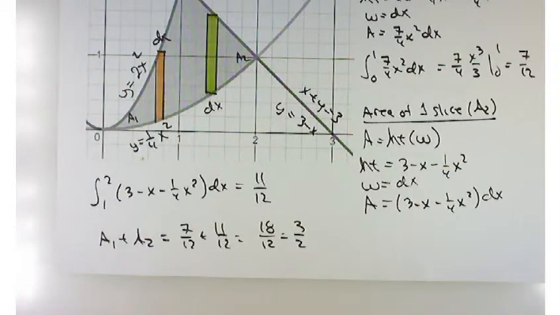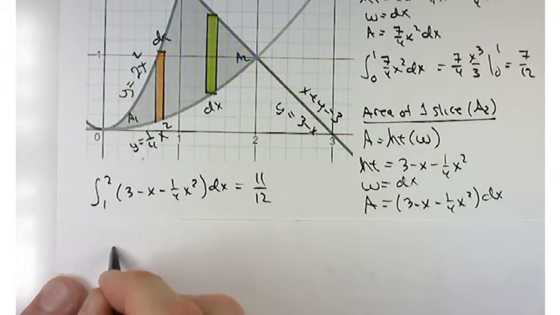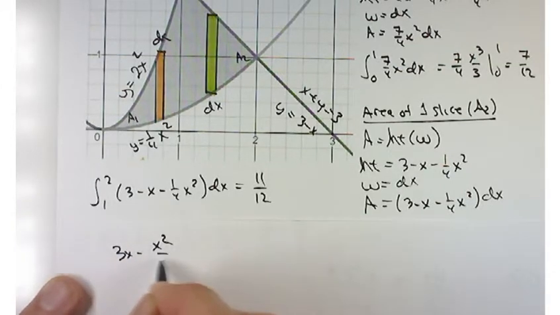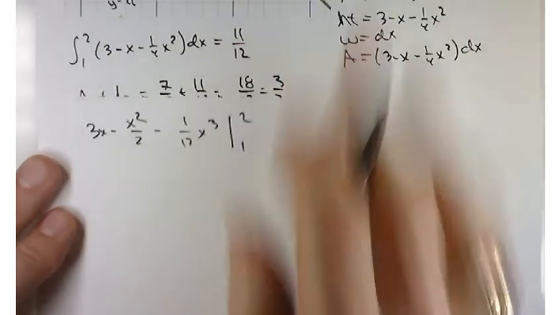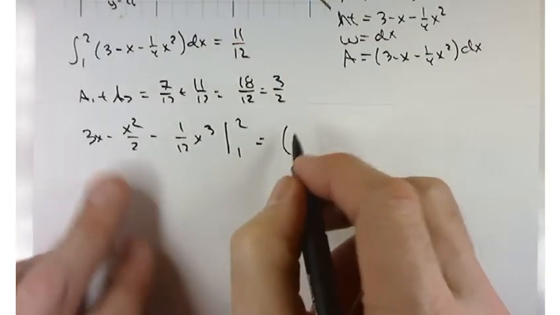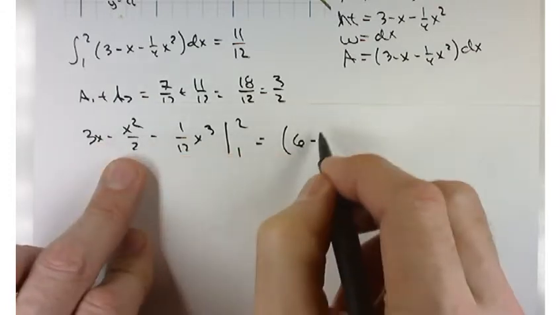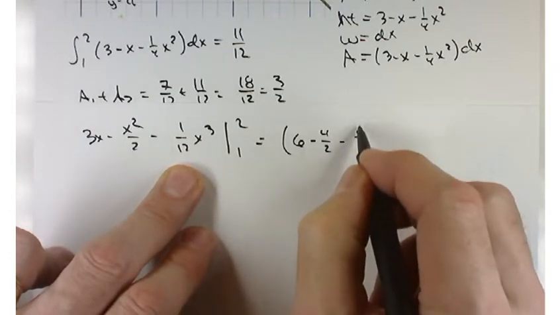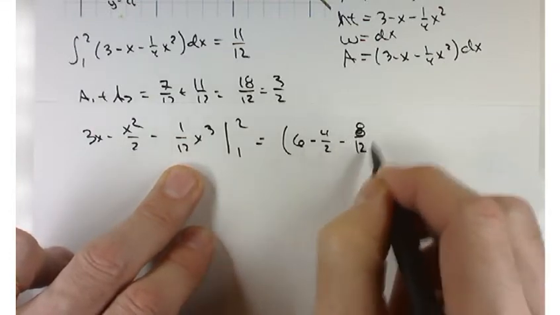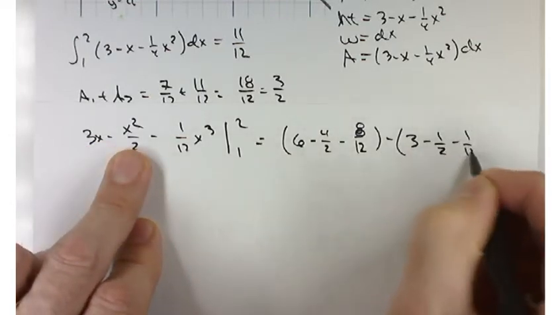Yes. So, if you're curious about the work that I skipped, it'd be 3x minus x squared over 2 minus 1/12 x cubed evaluated between 1 and 2, which would mean that you need to plug in the 2, so it'd be 6 minus 4 over 2 minus 8 over 12, minus 3 minus 1 half minus 1 twelfth.